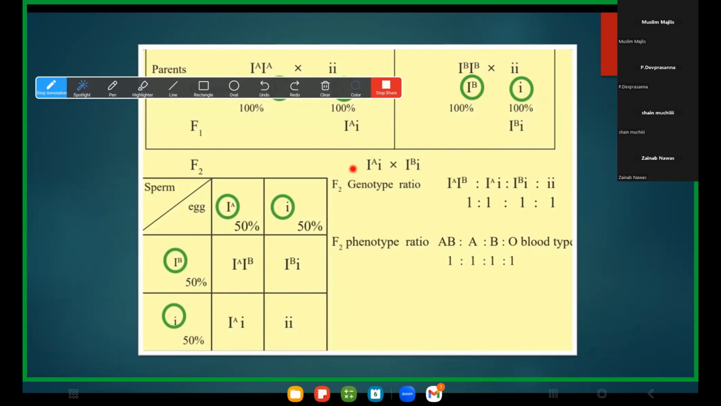When heterozygous A and heterozygous B are crossed, they would result in all four genotypes. So the genotype ratio would be in this manner. And similarly, the phenotype ratio would also be in this manner. There we have all four blood groups, AB, A, B, and O.